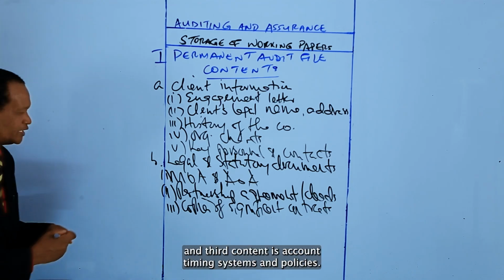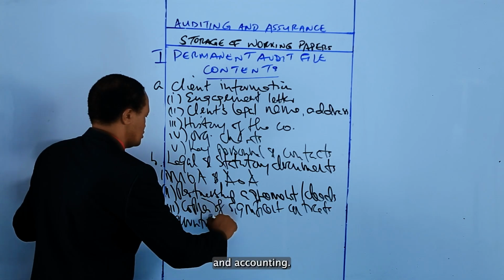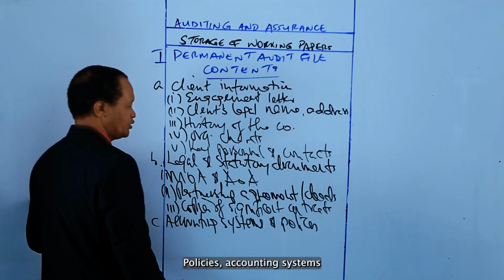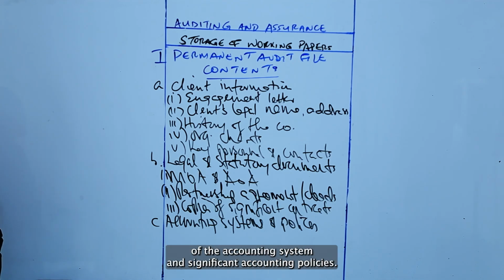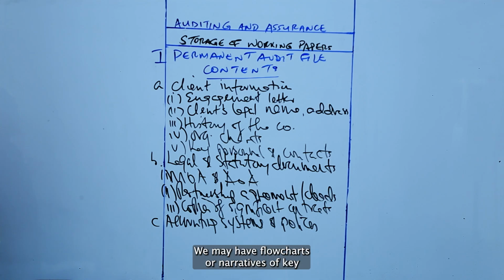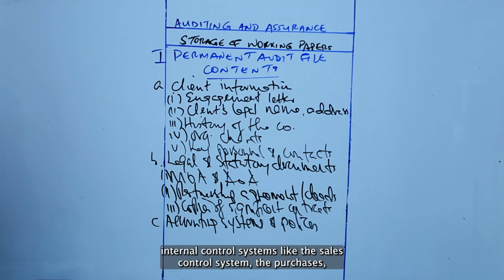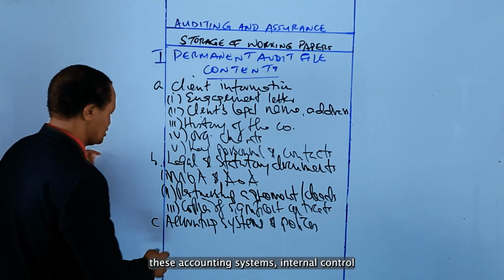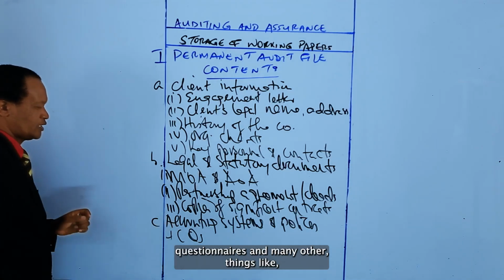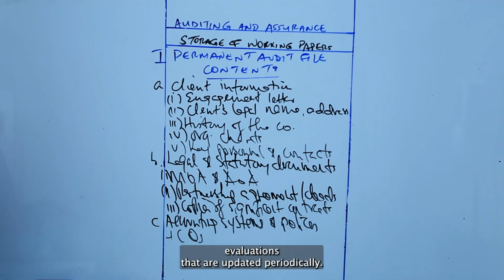The third content is accounting systems and policies. Accounting systems and accounting policies also form part of the permanent audit file, like the general description of the accounting system and significant accounting policies. We may have flow charts or narratives of key internal control systems, like the sales control system, the purchases, the payroll that are relatively stable. We may also have internal control questionnaires as part of these accounting systems, and many other things like evaluations that are updated periodically. So that is the third content of the permanent audit file.